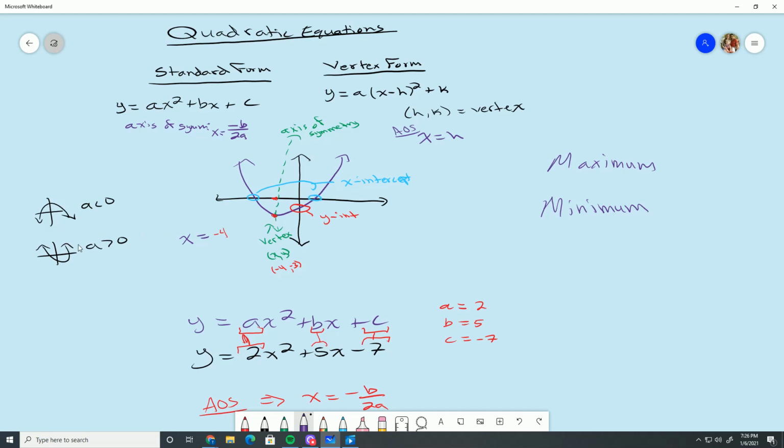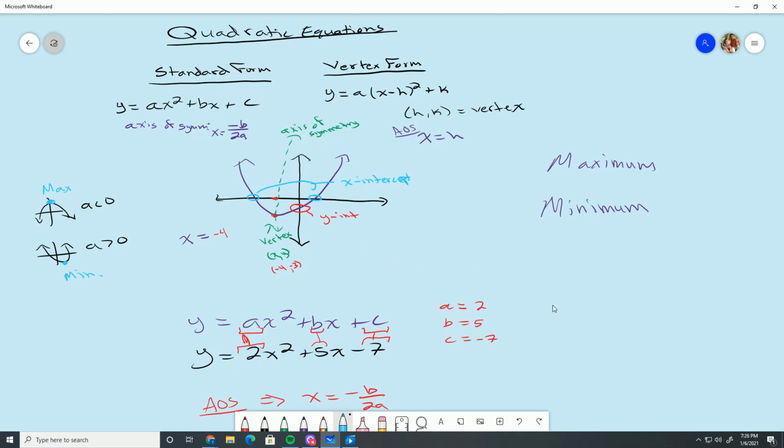So if you look over here where I showed you, if it's positive, it opens up, and if it's negative, it opens down. You can look at those graphs and realize what I'm saying. So here, if it's opening up, your vertex is going to be a minimum. Well, on this one, if it's opening down, your vertex is going to be a maximum.